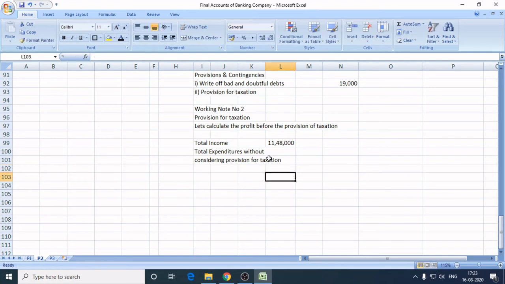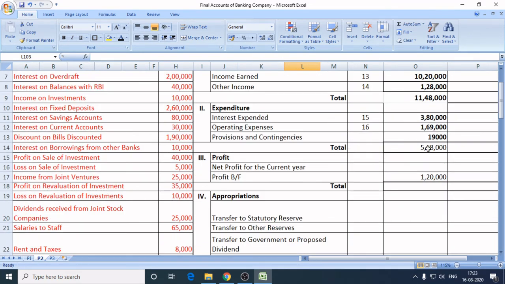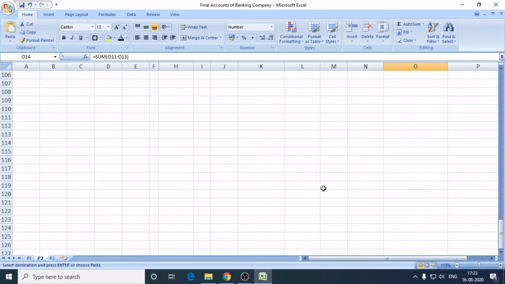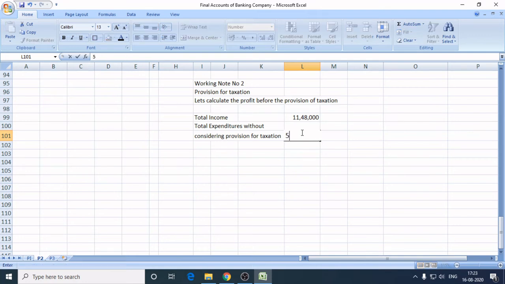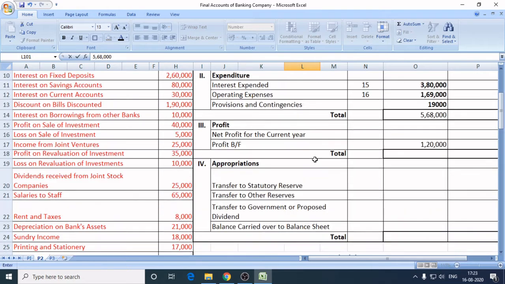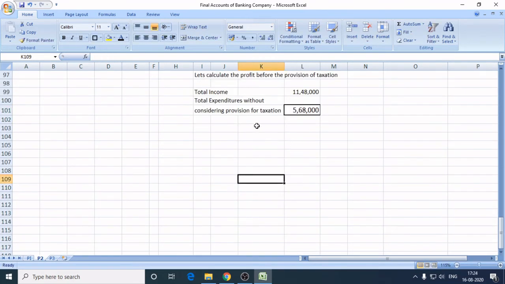Without considering provision for taxation. Okay, and what is the total? The total here in the problem is 5,68,000. Let me check one more time. It is 5,68,000. Now calculate the profit.